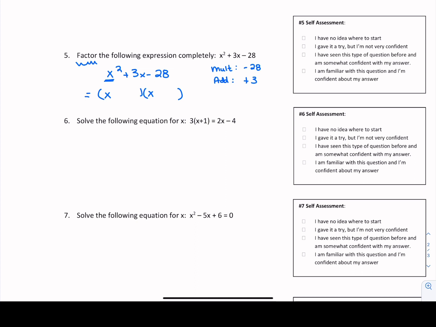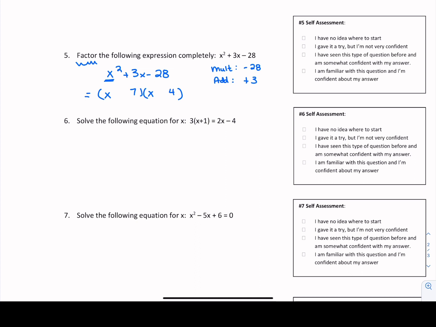Well, 1 times 28 multiplies to give us 28, but that's not going to sum together to give us a positive 3. So aside from that, 2 times 14 is 28, but once again, I can't combine a 2 and a 14 to get a total of 3. The other factor we get to work with here is going to be 7 times 4. And if we combine 7 and 4 the right way, we know that we're going to get a positive 3 in the middle. So I'm going to put 7 times 4 here, and we have to figure out how to multiply to get a negative, but sum this together to get a positive.